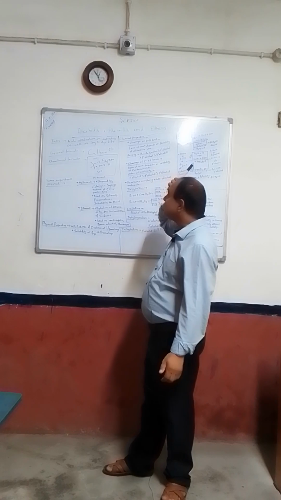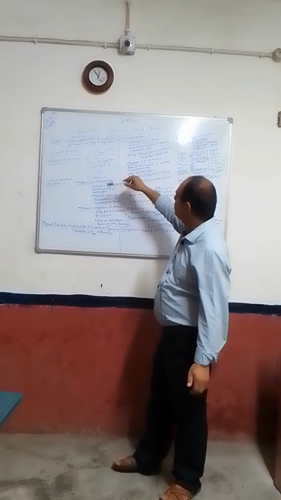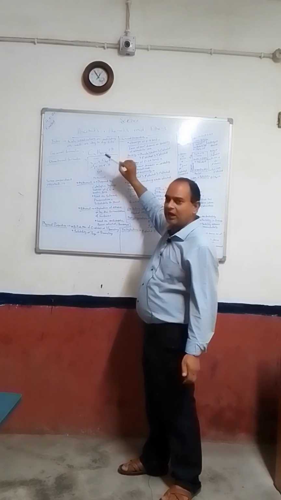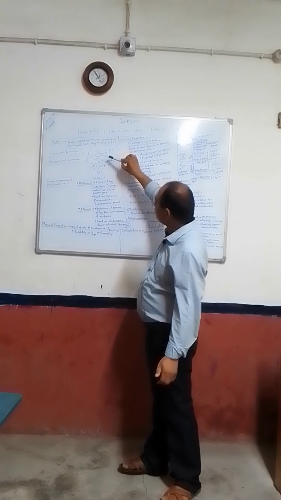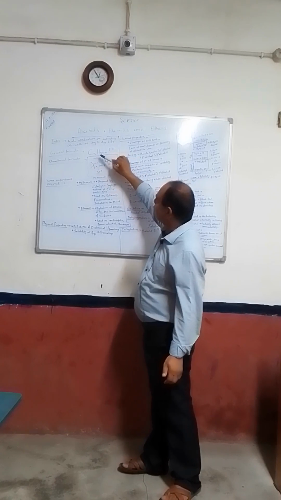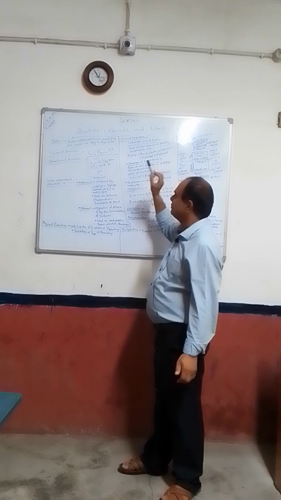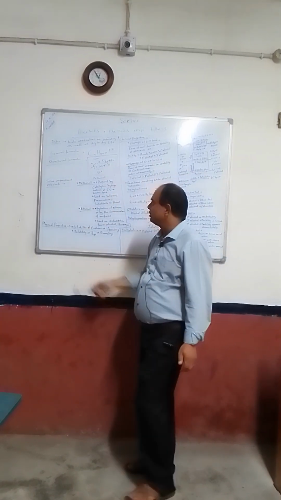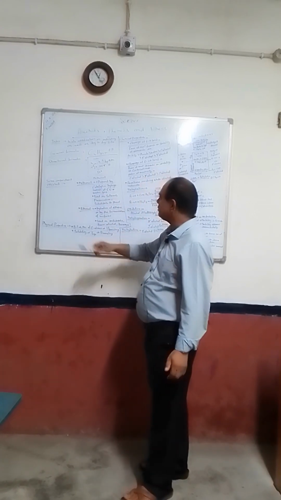There is an angle between the C-O and O-H bonds, that is 108.9 degrees. The hybridization of carbon is sp3, and the C-O length is 142 pm and O-H length is 96 pm, that is picometer. This is the structure of methanol. Some important alcohols are methanol and ethanol.